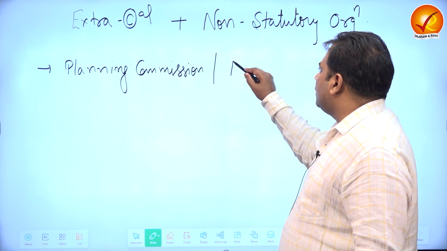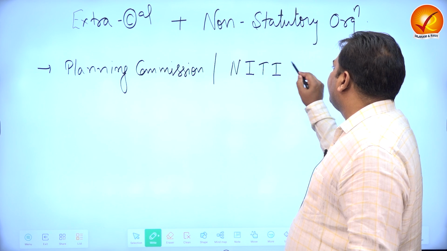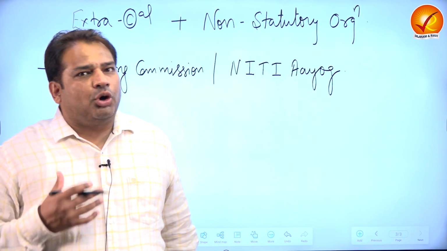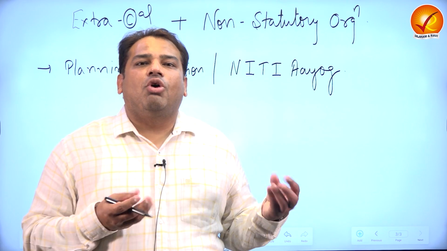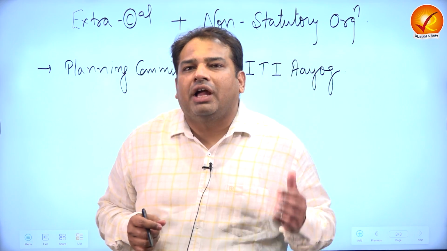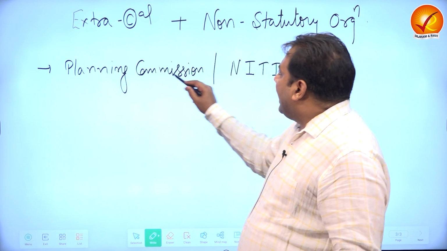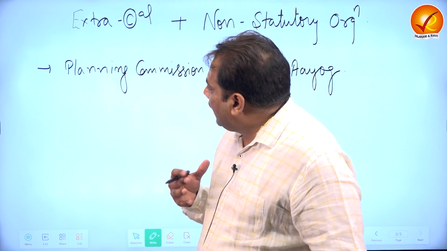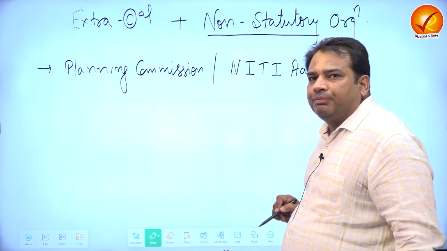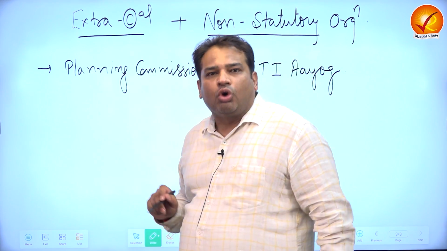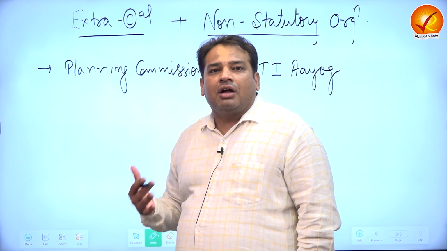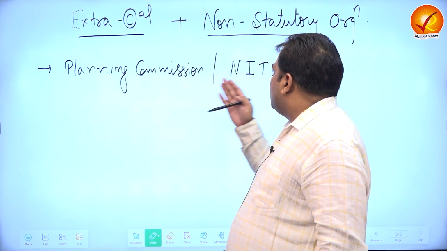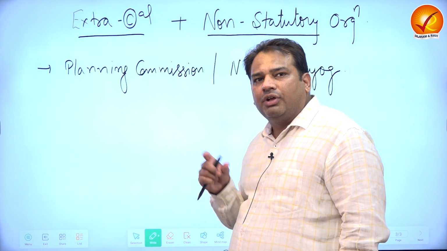Today this planning commission is replaced by the institution called Niti Aayog. For this body, only an order of the government or a cabinet resolution was passed, and under that order the institution's power, function, and composition are defined. That's why neither an Act was passed nor the institution was mentioned in the constitution, and that's why it becomes an extra constitutional and non-statutory organization. The planning commission and present day Niti Aayog are one of the best examples.